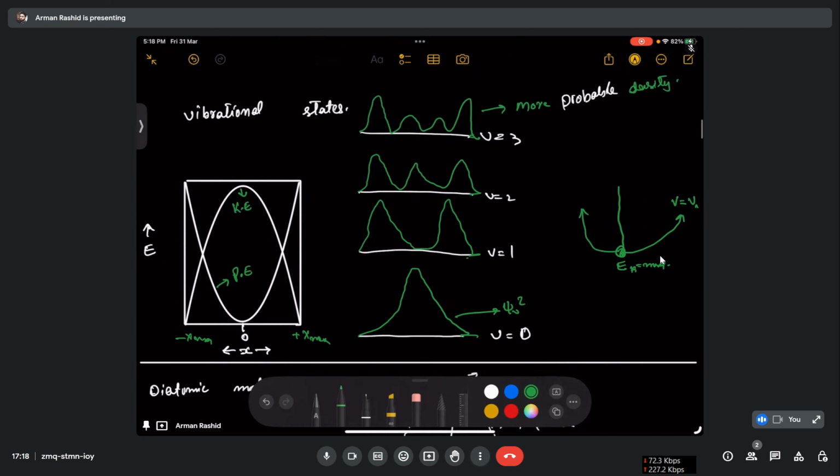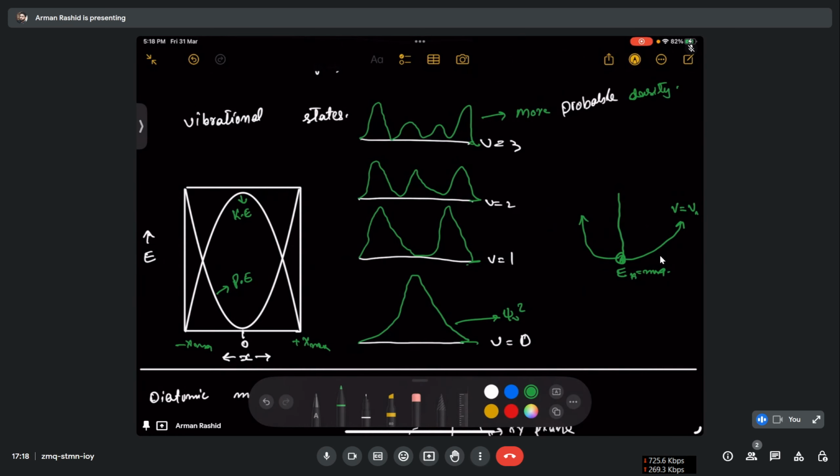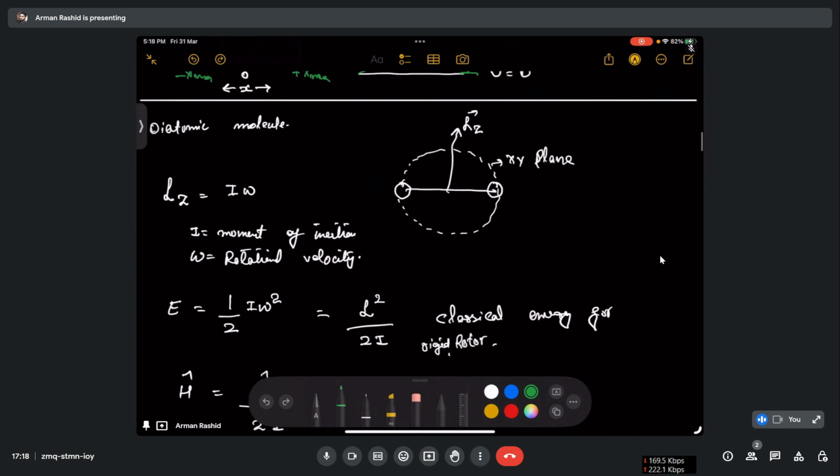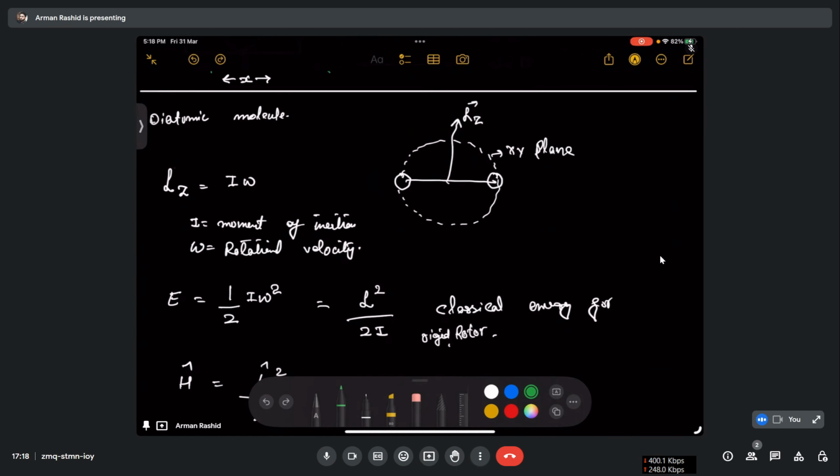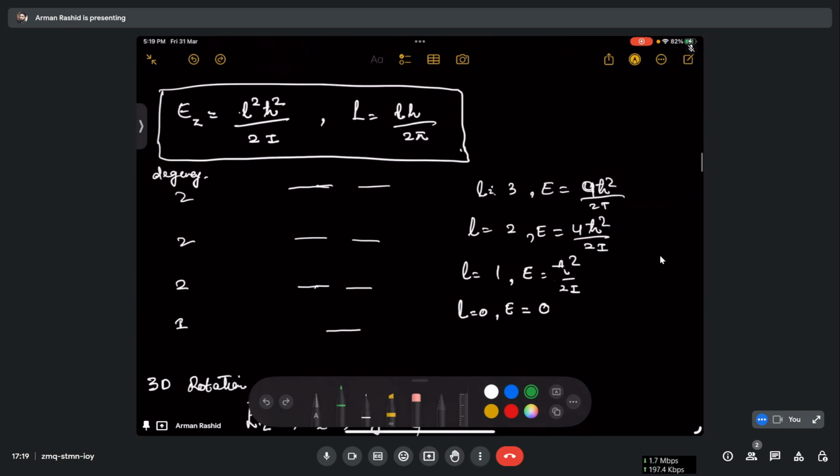If we look at the quantum oscillator, we will see maximum probability at the ends as we go to higher vibrational numbers. That is actually true in the classical case also, where the oscillator spends the maximum time at the two extreme ends, because there the kinetic energy is the least. So this is vibrational. Then I told you about the diatomic molecule, its rotational states, the rotational transitions, and the degeneracy.